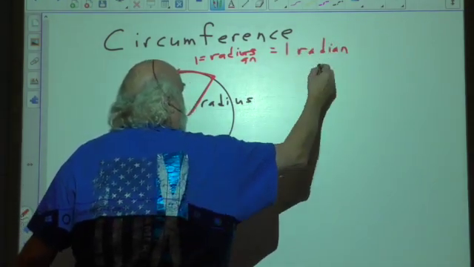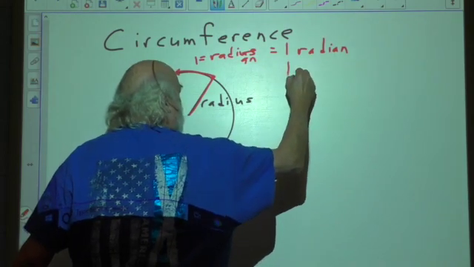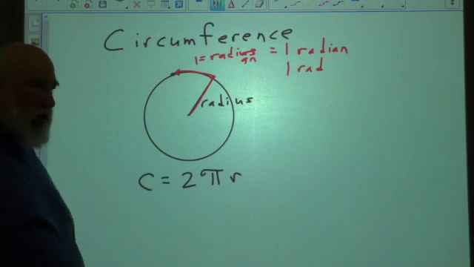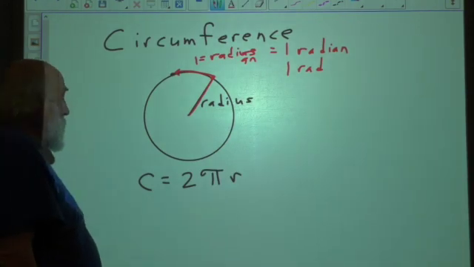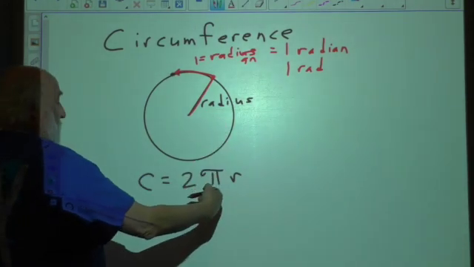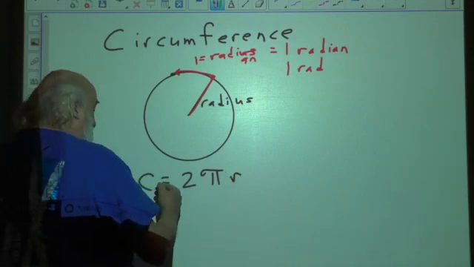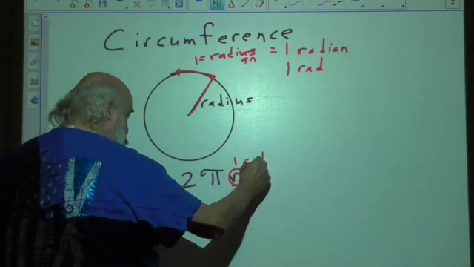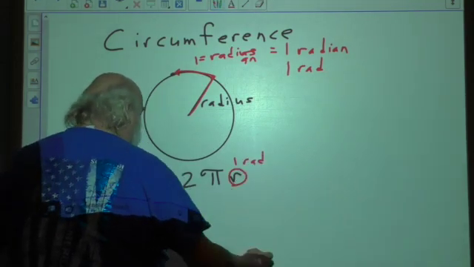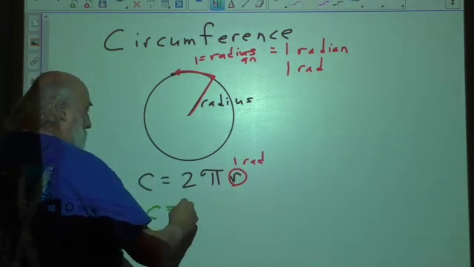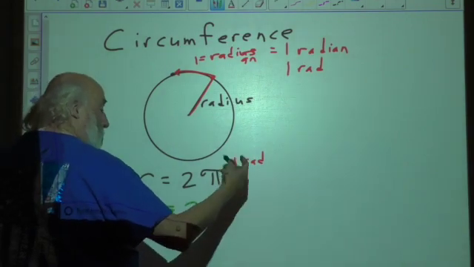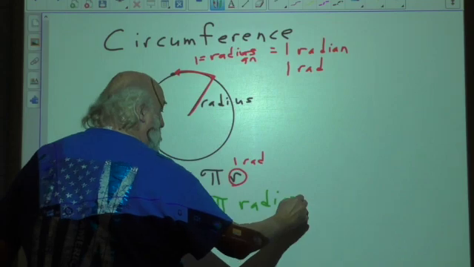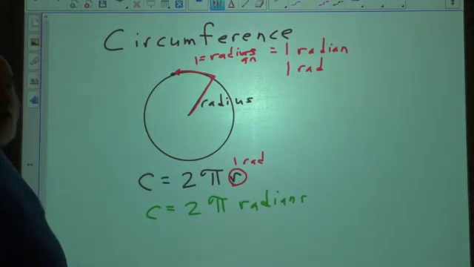We'll symbolize that as RAD or rad, so 1 rad stands for 1 radian. And so if we plug that in for R in the circumference formula, replacing R with 1 radian, that means the circumference is going to be equal to 2 pi times 1, which is 2 pi radians. So the circumference would be that.